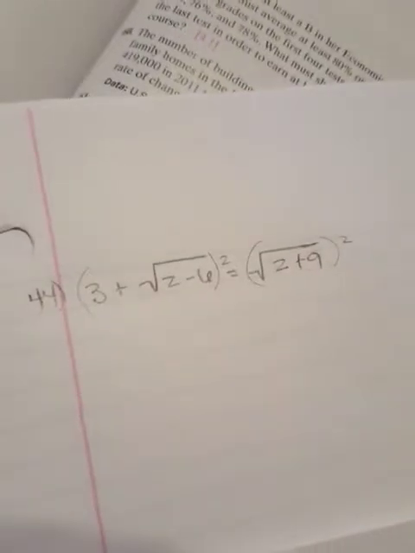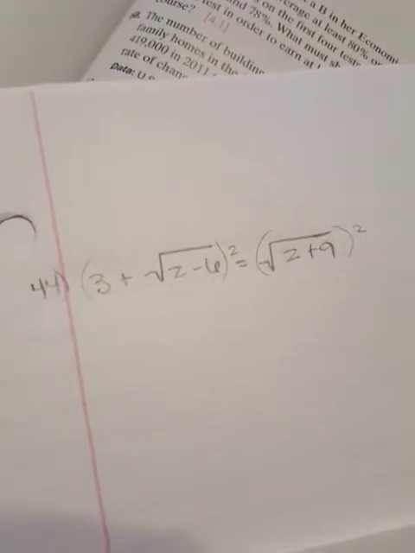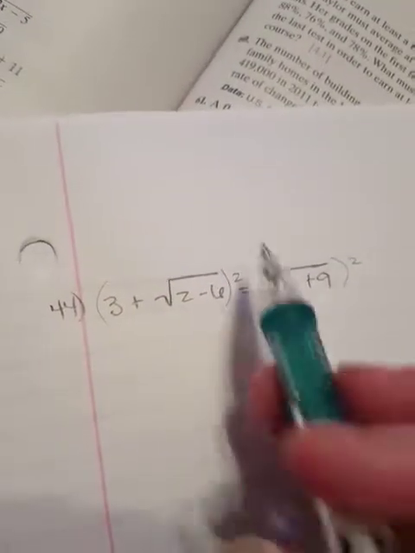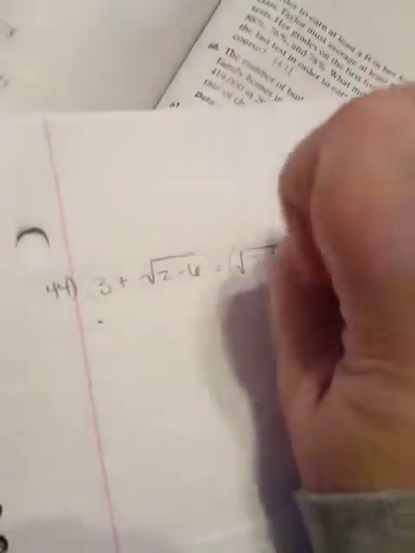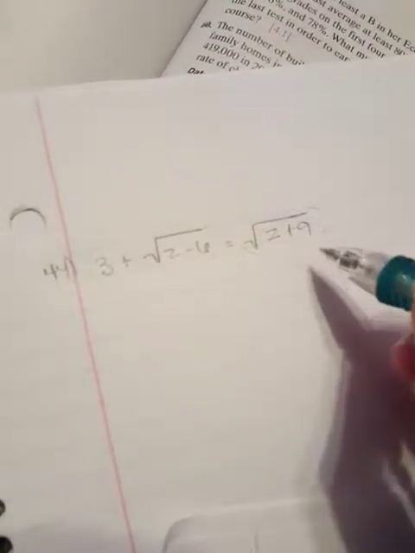Okay, this is number 44 for homework 7.6. This one's going to be a lot more complicated. I didn't mean to do that already. I don't know why I did that. Okay, so our answer starts out with 2 radicals on each side.